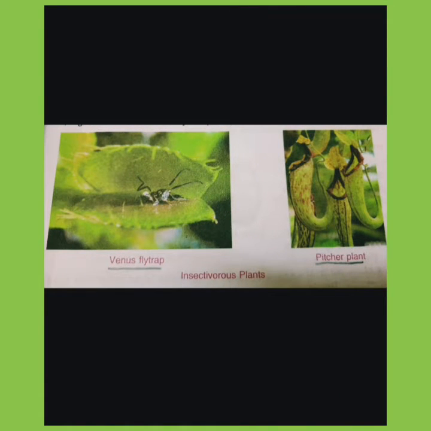In these plants you can see Venus flytrap and pitcher plant. These are the insectivorous plants. So why do these plants trap insects? Because they grow in soil which is deficient in nutrients like nitrogen. So to fulfill the need for nitrogen, they start trapping insects.